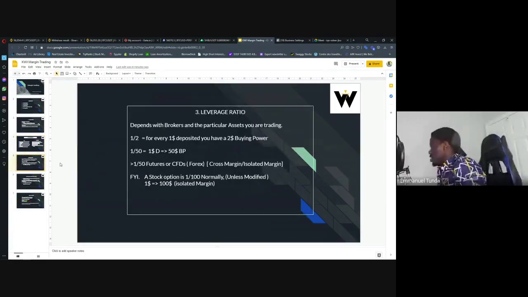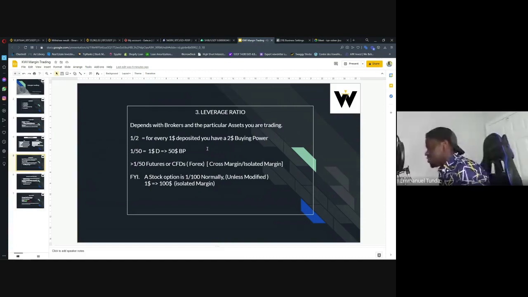So the third thing that we're going to talk about is, of course, the leverage ratio. Now, when it comes to the leverage ratio, as I said, depending on the broker and the particular stock that you are trading, you can have 1 to 2, 1 to 3, 1 to 5, 1 to 50. Most of the time, stock markets go to 1 to 50 maximum. I haven't seen stocks going beyond 1 to 50, but there are other securities that go beyond 50. So if you're trading futures or CFDs, then they go to 1 to 100 or even 1 to 500. So for every $1 you put, they give you $500.